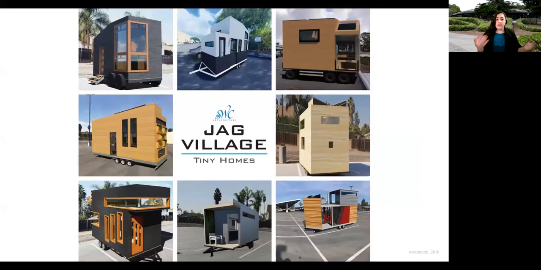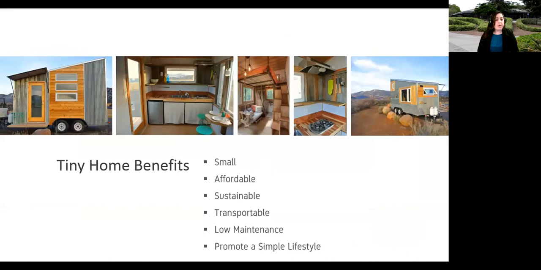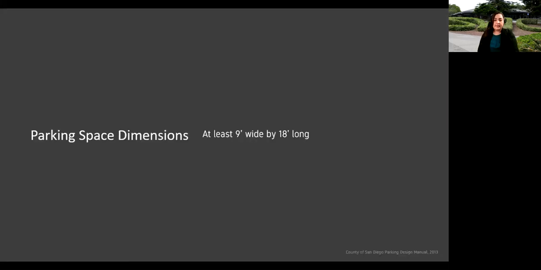Over the last couple of years, we presented some different ideas as to what that could look like. Tiny homes, by definition, are dwellings that are 400 square feet or less in floor area, excluding the lofts. They're small, affordable, sustainable, transportable, low maintenance, and promote a simple lifestyle. These could be designed to be completely off the grid so that you're not dependent on infrastructure. So you don't have to be hooked up to water lines or electricity, right? So there are options to make them work in various spaces.